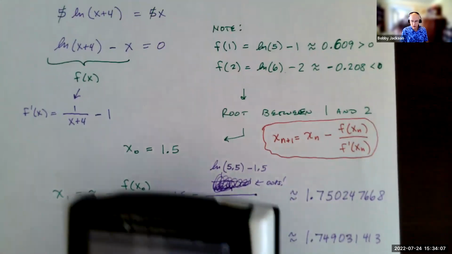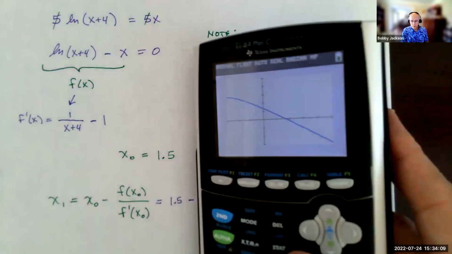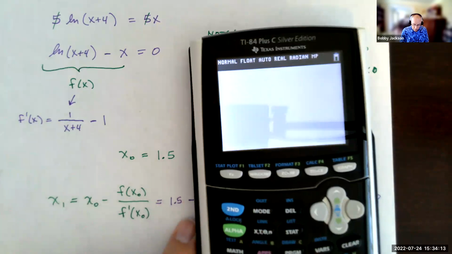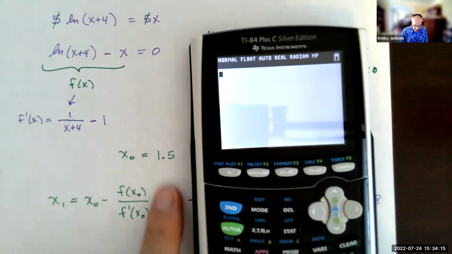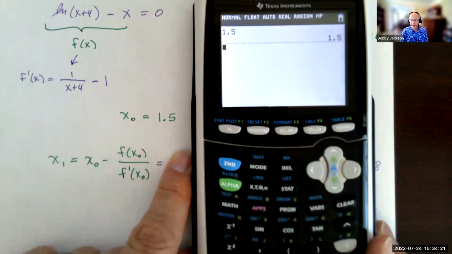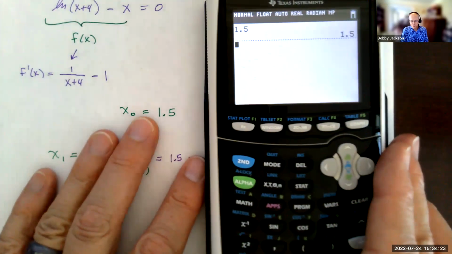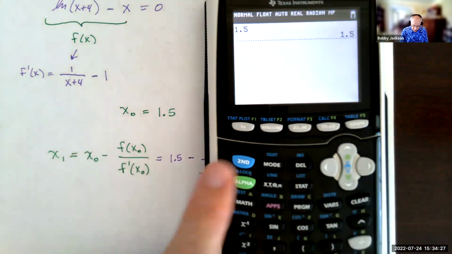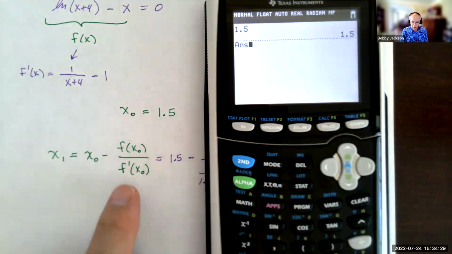So what I'm going to do is, starting with my x sub 0, I'm just going to type 1.5 and hit enter, and that stores that into the answer, the ANS, right? And then what am I going to do? I'm going to do answer minus the answer evaluate the function.